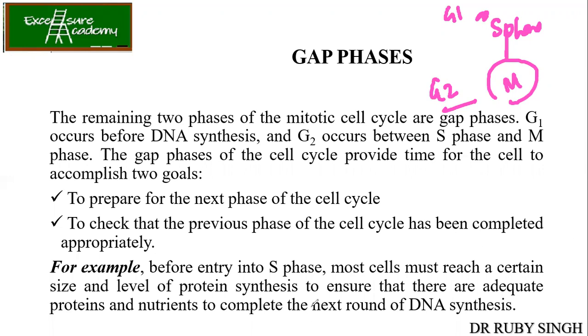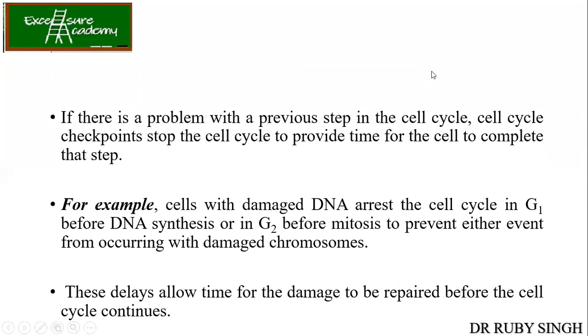Okay. So, for example, before the entry into the S phase, most cells must reach a certain size and level of protein synthesis to ensure that adequate amounts of proteins and nutrients are present to complete the next round of DNA synthesis. Okay. So suppose there is a problem, it will arrest the cell cycle and repair the damage. So this is what we have discussed here.